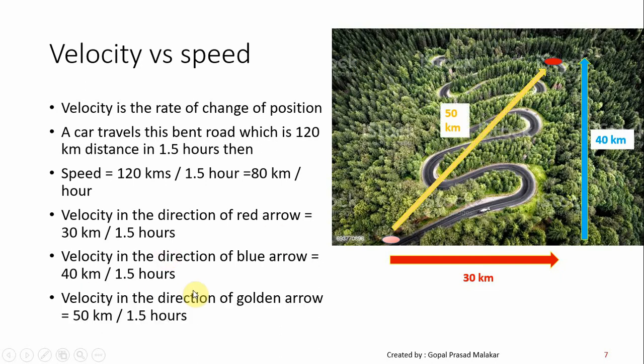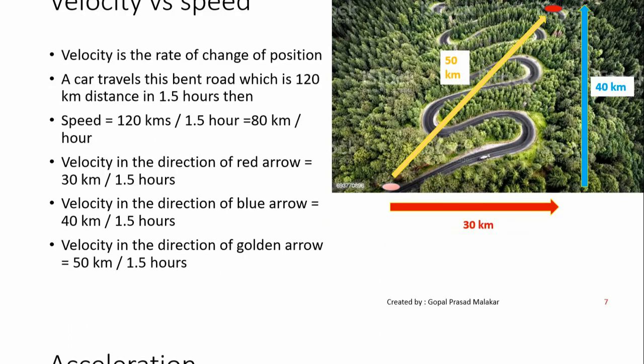And if someone asks you what is the velocity in the golden arrow direction, in this direction it has traveled 50 kilometers, point to point distance, in 1.5 hours. So the velocity in the direction of the golden arrow will be 50 divided by 1.5. So what you need to understand is that velocity is a vector. It gives you magnitude as well as direction. For one particular object, the velocity in a given direction can be quite different from the velocity in another direction.